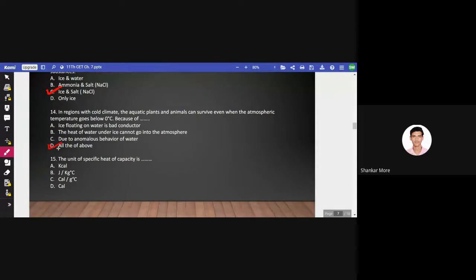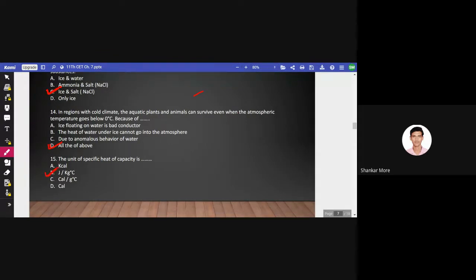Let's move further. The unit of specific heat capacity is: kilocalorie, joules per kilocalorie, kilogram degree Celsius, calorie per gram degree Celsius, and calories. So Krishna has given the answer joules per kilogram degree Celsius. So is it the correct option? I think it is the correct option. So option B is correct, students. Okay, quickly write the answers.